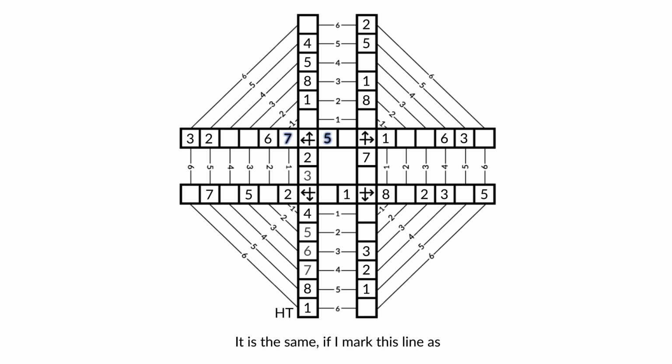It is the same if I mark this line as Pacific, Atlantic, Indian or Arctic line, since they are all the same. However, once I find the first one, I mark it as Pacific line with the abbreviation PA. Next. 2, 3, 4. Nope, we have 1. Next. 7, 8, 1. Nope, we have 8. So far, we found only one possible high tide line. Let's fill it with numbers. 2, 3, 4, 5, 6, 7, 8, 1.